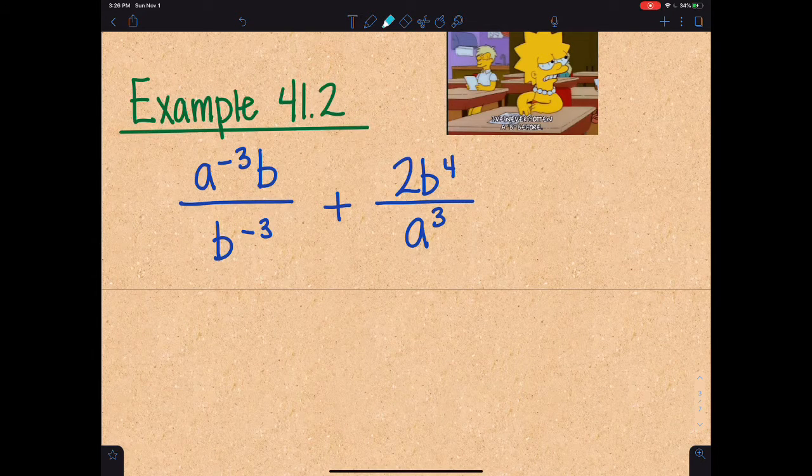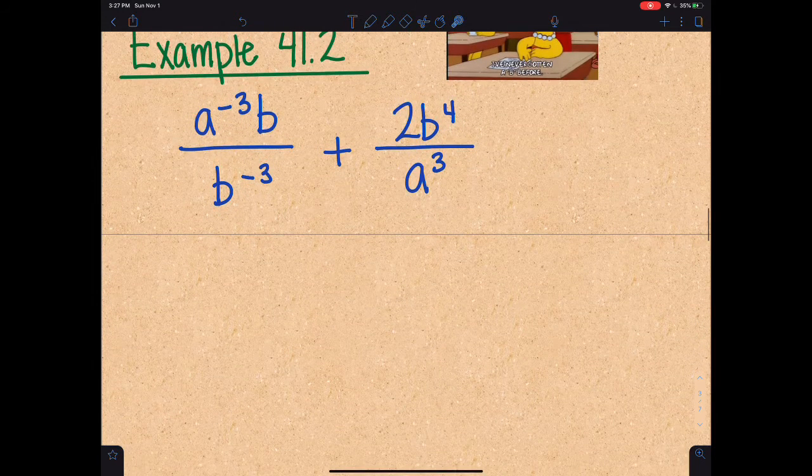Okay, so let's do example 41.2. Simplify by adding like terms. Again, we are going to look for those hidden like terms and do that by making everything positive. So let's try it. Let's deal with this first expression first, a to the minus 3b.